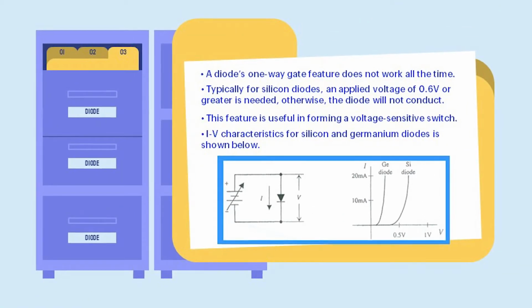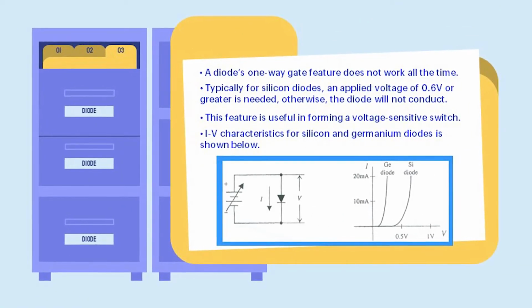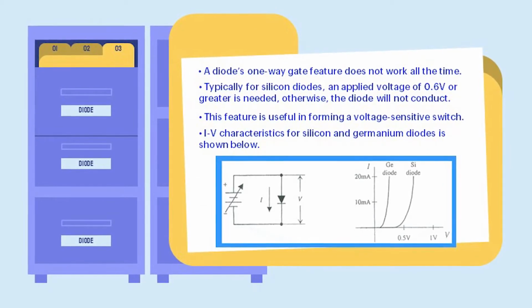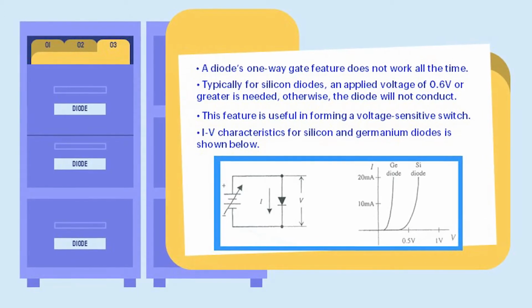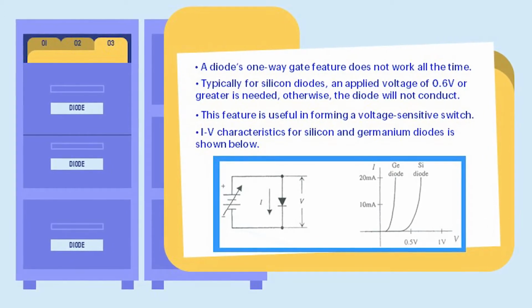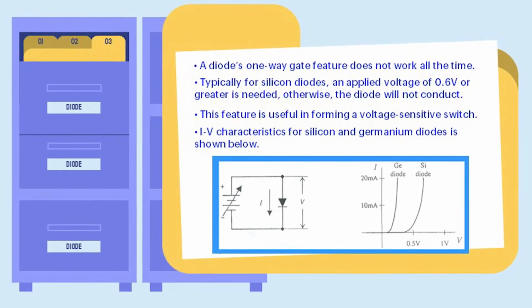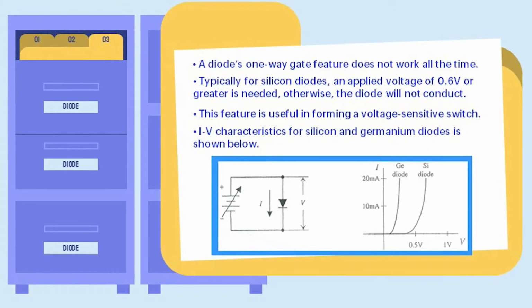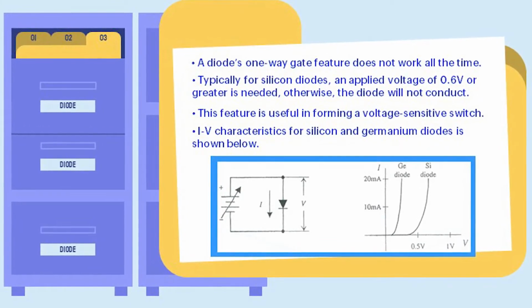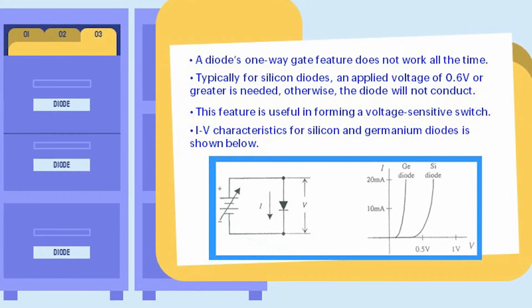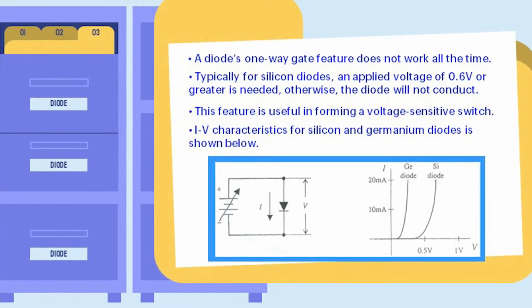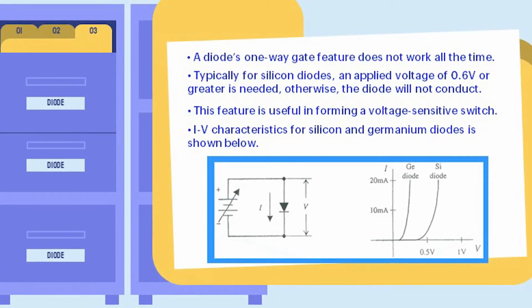A diode's one-way gate feature does not work all the time. Typically for silicon diodes, an applied voltage of 0.6 volt or greater is needed. Below this, the diode will not conduct. This feature is useful in forming a voltage-sensitive switch. The I-V characteristics for silicon and germanium diodes are shown below.